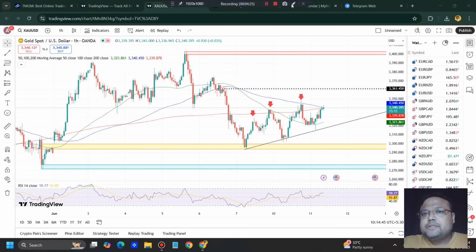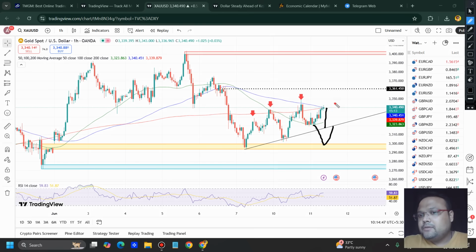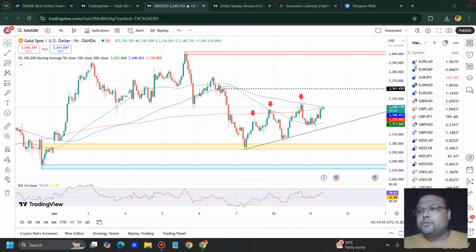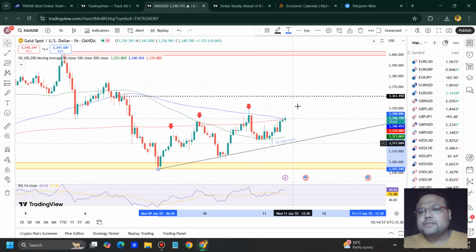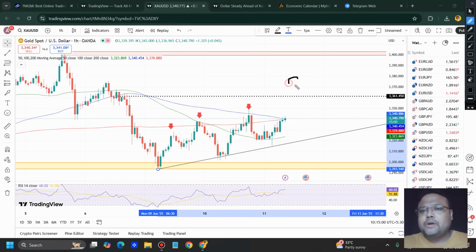Similarly, before CPI, if the market goes down instead of going up, because the market has two possibilities, either it will go up or it will go down, isn't it? If it comes down, then we can look for support around this trend line here. This is working as a dynamic support. So around the 3321-24 area, there will be some support. If you see the market taking support, you can go for a buy position.